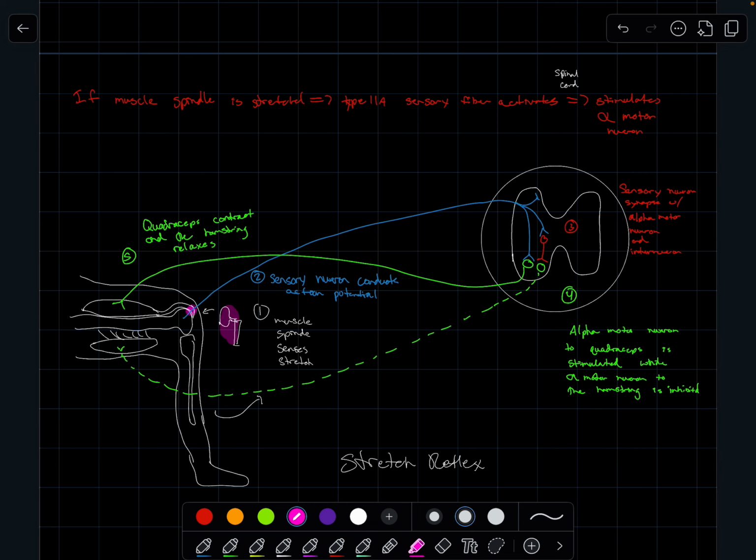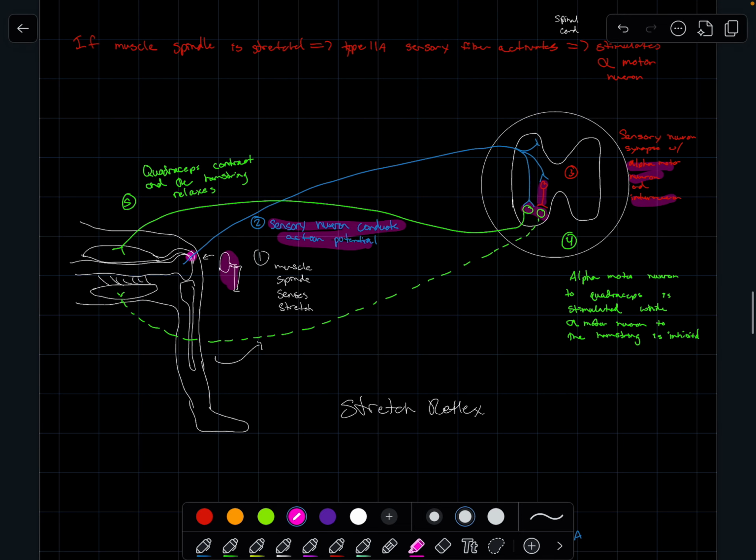And once that's hit, those muscle spindle fibers will say, oh, we're stretching. So it's going to send a signal through the sensory neuron, conducting an action potential. Once it gets there, the type 2 sensory fiber will synapse with the alpha motor neuron and interneuron. So this red is the interneuron, and the alpha motor neuron is this green. Now that it synapses with those two, we're going to have two things happen.